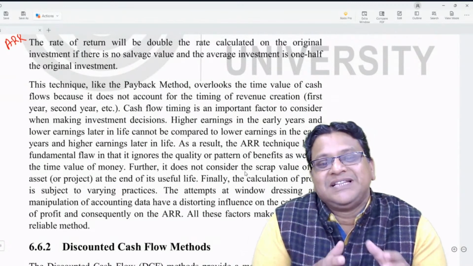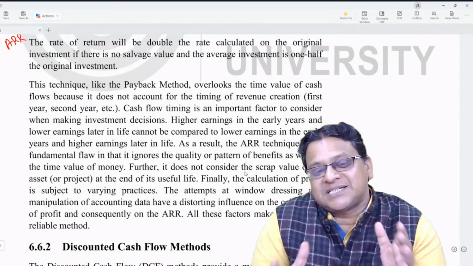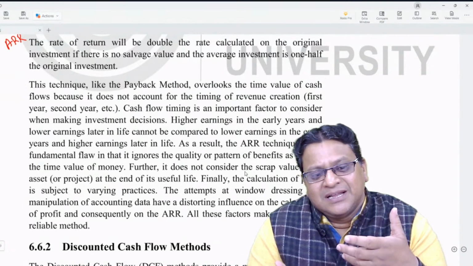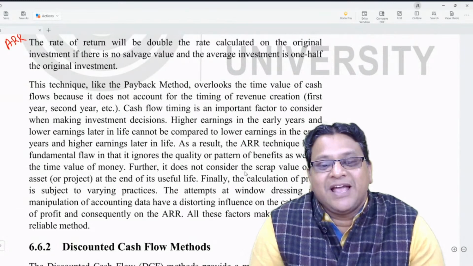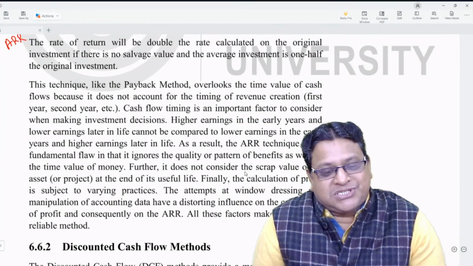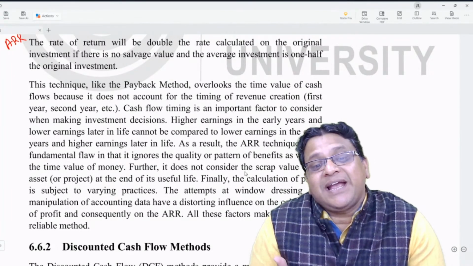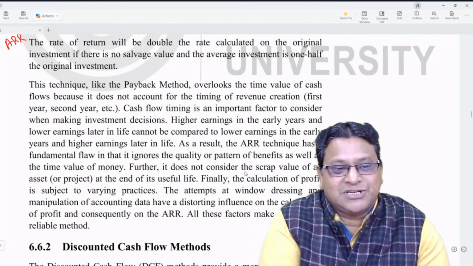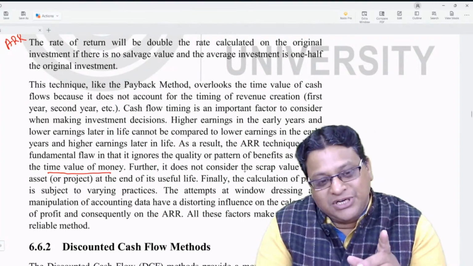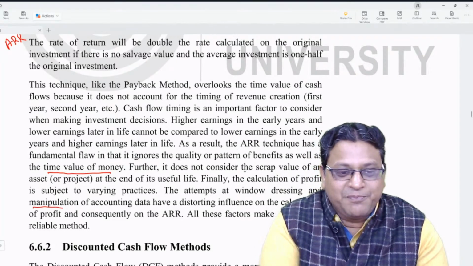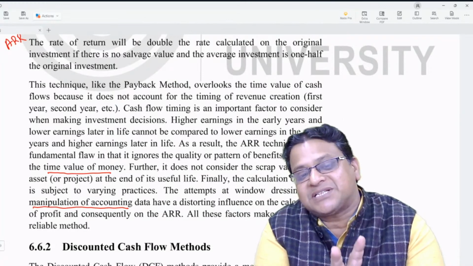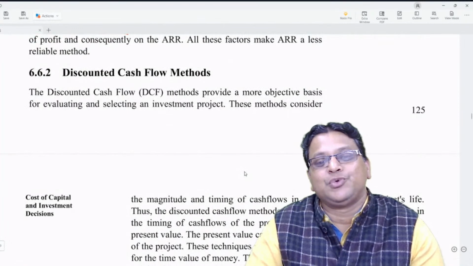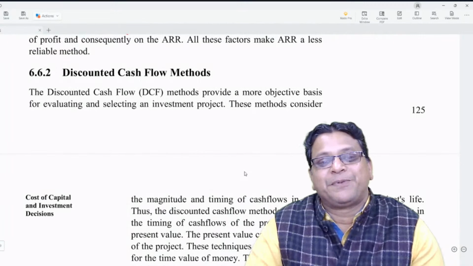But as we have already discussed, this technique also suffers from some limitations. The first limitation is that it is based upon accounting profit, and accounting profit can be manipulated with the help of creative accounting, with the help of cooking the books. This is the first important limitation. The second and most important limitation of the ARR method is that it does not consider the time value of money. It is not based upon time value of money. So these are the two important limitations of the ARR method. The traditional methods suffer from limitations because they do not consider time value of money. They are not based upon the present value concept.